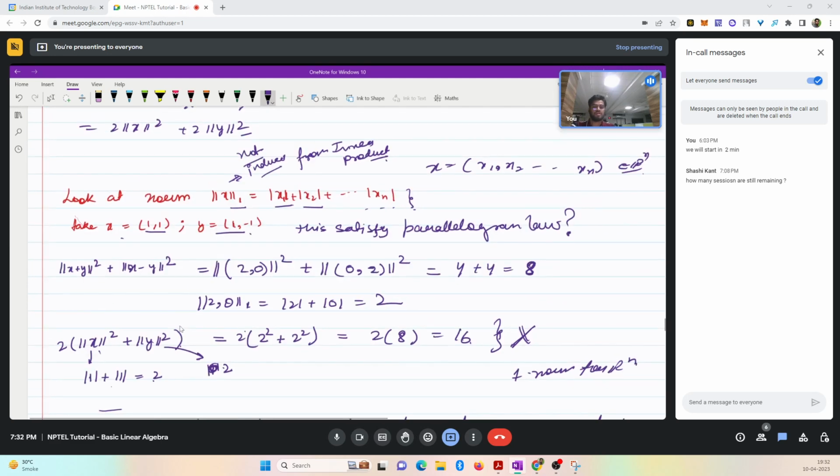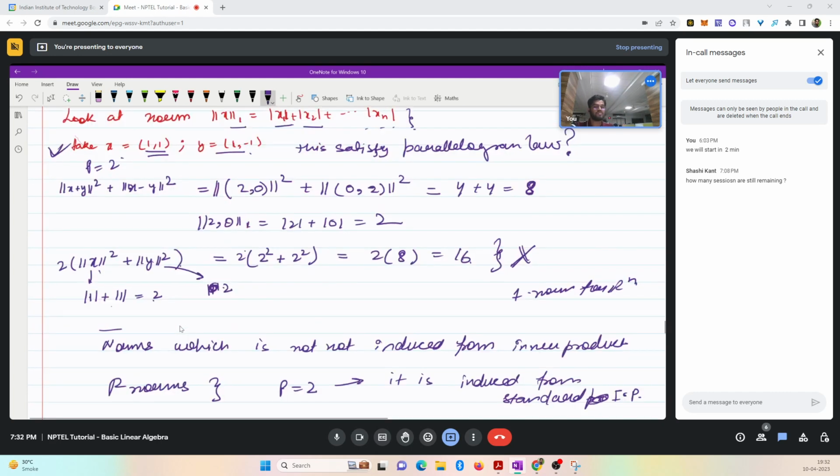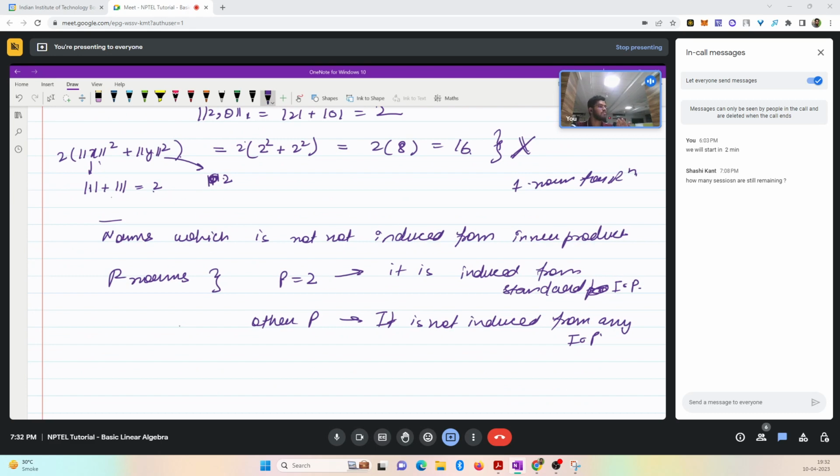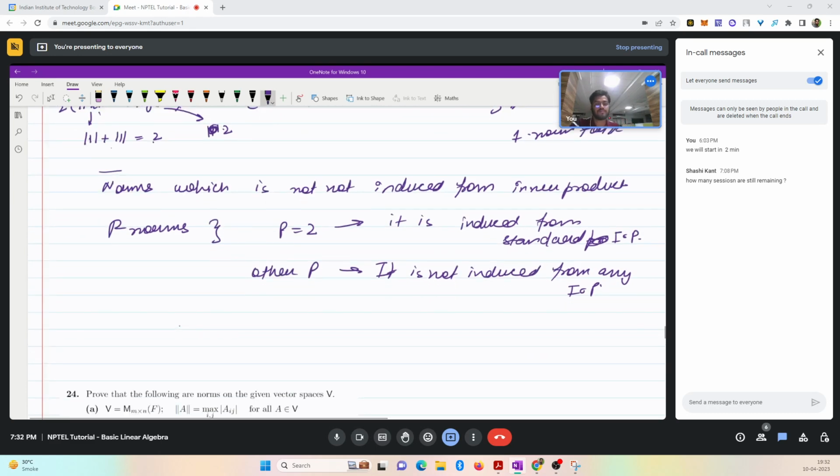So if you just would have checked for the same vector for P is equal to 2, the parallelogram law would have been satisfied. And if you check it for any other P, then the parallelogram law would not be satisfied. Okay.